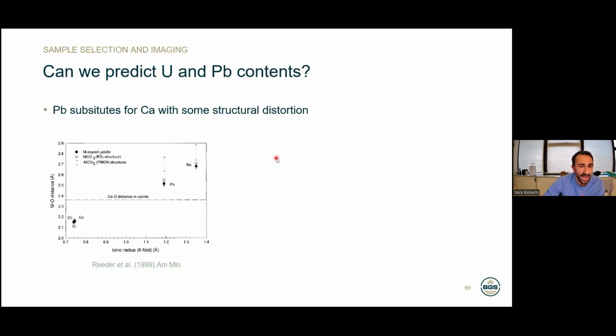In terms of lead, again, there's not really a massive amount of work in terms of thinking about uranium chronology, but we do know that lead substitutes for calcium in the calcite structure.